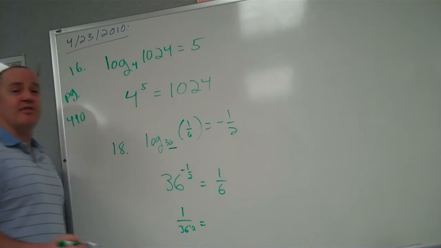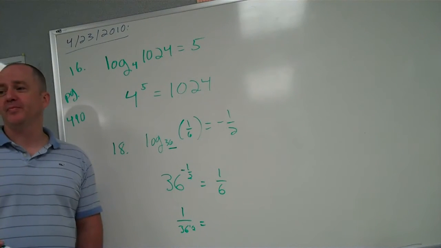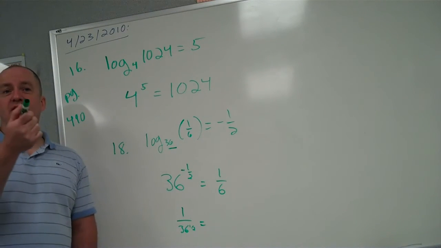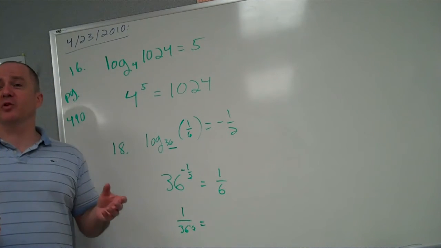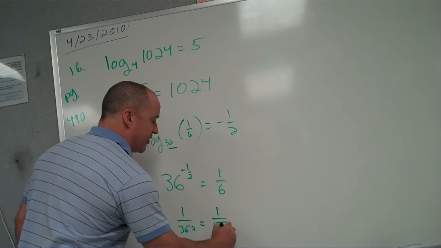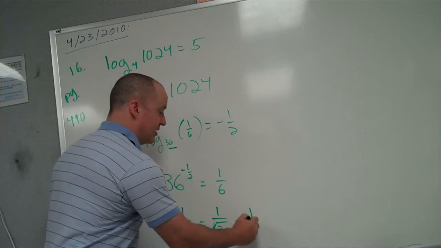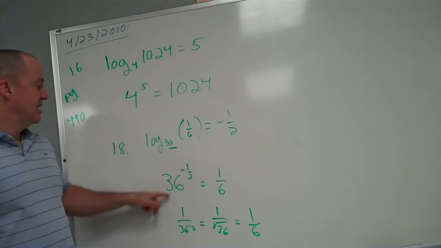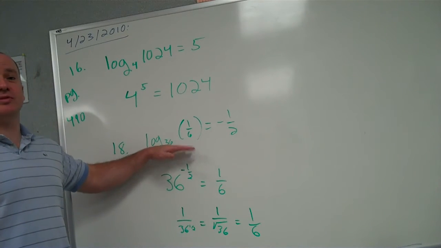Then you remind yourself, what does a fractional exponent mean? It's a square root if it's a 2, cube root if it's a 3, 27th root if it's 1/27. So this is 1 over the square root of 36. What is the square root of 36? 6. So is it 1/6? It is 1/6. So is this statement true? Yes. Then this logarithm is true, and they're the same thing.